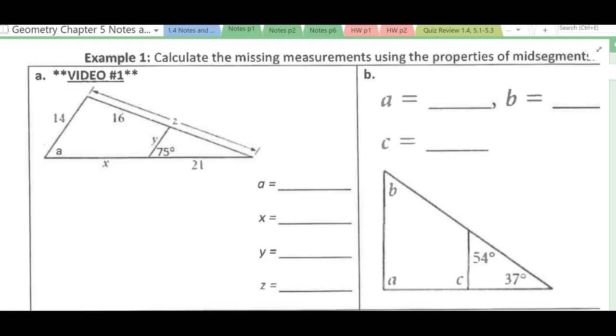This video is going to go through example 1 part A of mid-segments. So we can see in our picture here we have a mid-segment drawn in this triangle. Now technically we should have some tick marks in here to indicate that it is actually a mid-segment. So let's go ahead and add those in because that's what it's going to be.